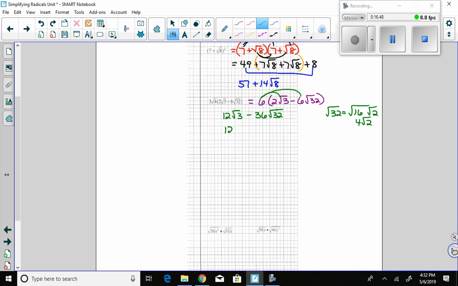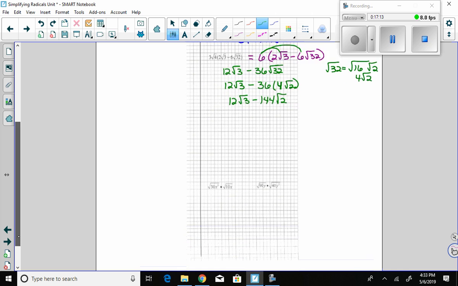So let's see here, we've got 12 root 3 minus 36 times 4 root 2. 36 times 4 is 144. All right. I can't combine those because they don't have the same radical, so I'm done.